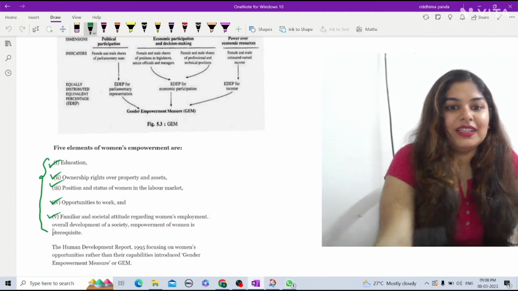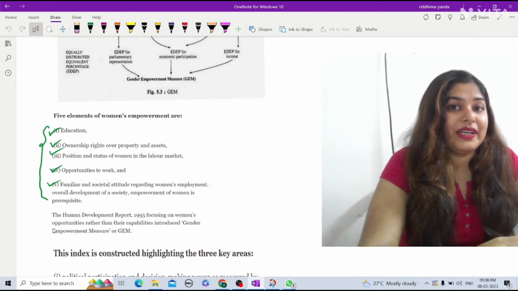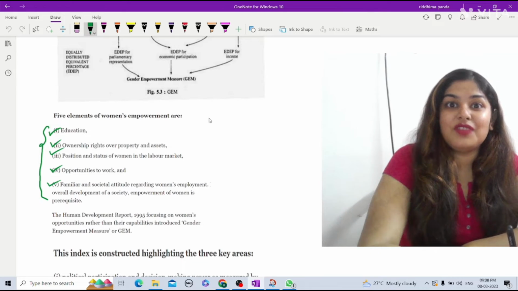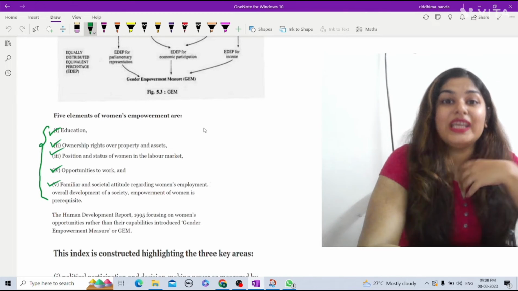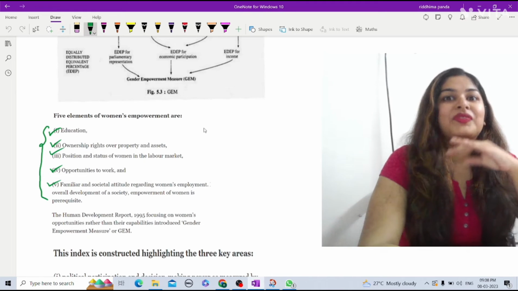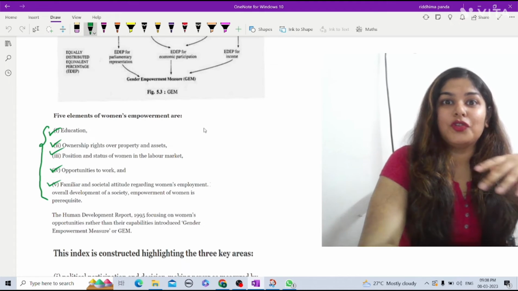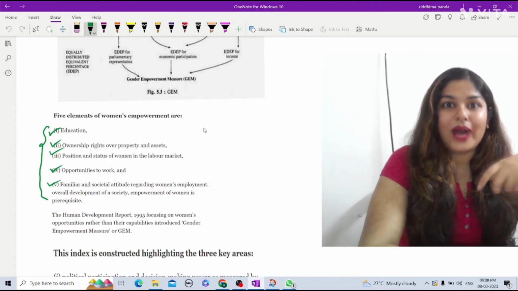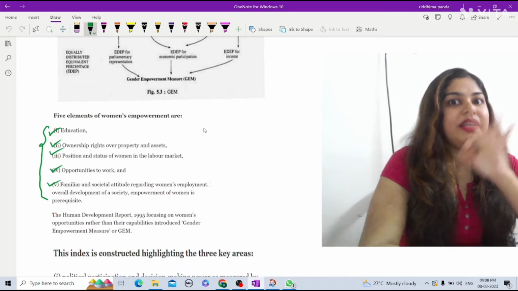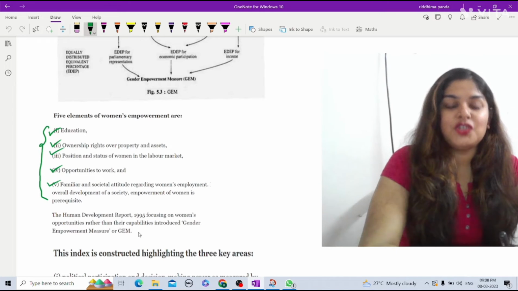So for that, we focus on women's opportunities rather than their capabilities. Capabilities here means what? From Amartya Sen's capability theory, we know it is the freedom to eat, that is no hunger, to be able to meet our demand for food, etc. The basic requirements. We should be capable of meeting our basic requirements. That was the capability approach given by Amartya Sen. So that is what we are actually going to refer to here.